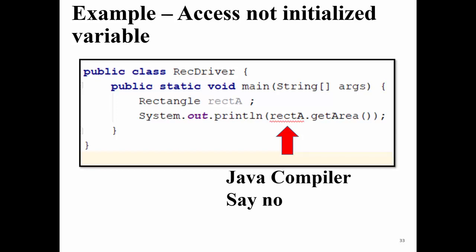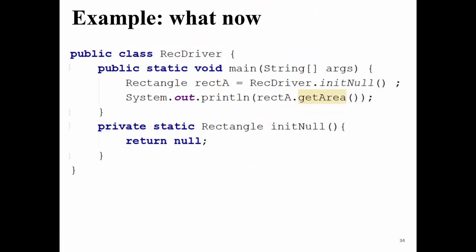Now let us change this one to this example. I'm going to define another method, public static, and the return type is Rectangle, and I call this initiateNull, and there is no argument. The only thing I'm going to do is return null. And I'm calling this method and assigning whatever I'm returning to the Rectangle variable, and then asking to print. The compiler will say nothing. This code will be compiled successfully. And there is a problem in this code. What's the problem?